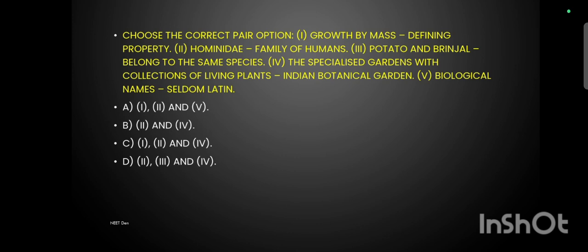So the correct pair options are given in answers A, B, C, D. So let us see what is the answer. It is answer B, where the second pair, that is Hominidae, family of humans, is correct, and the fourth, that is specialized gardens with collection of living plants and Indian botanical garden, is correct.